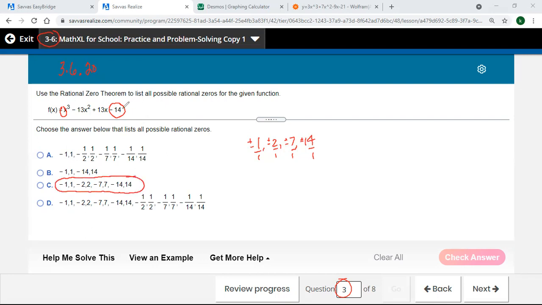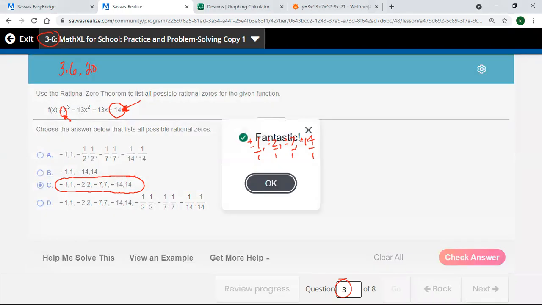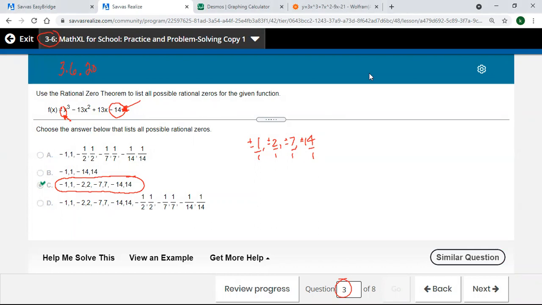But it's all the factors of the constant term divided by any possible combinations of all the factors of the leading term out here. So on this problem, correct answer should be C. And that's all there is to that. The rational zero theorem, but sometimes it can get kind of complicated when you have other numbers in the leading spot and lots of factors.